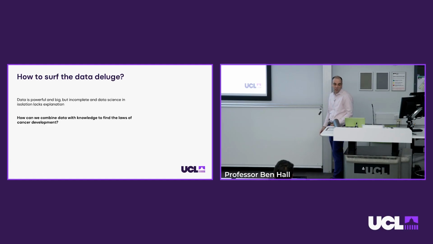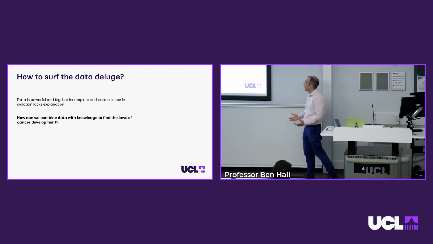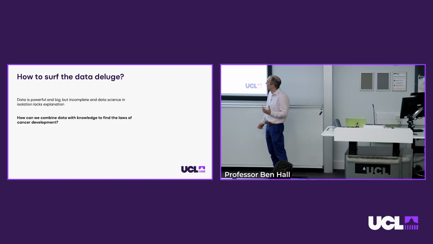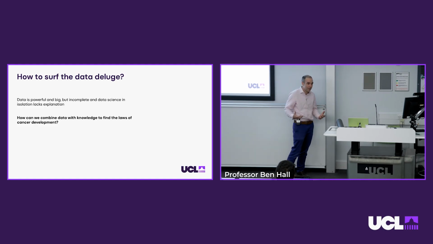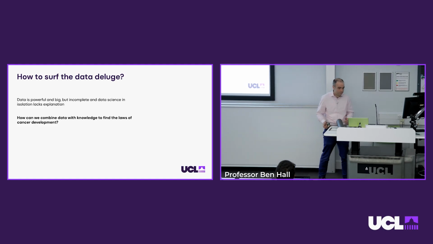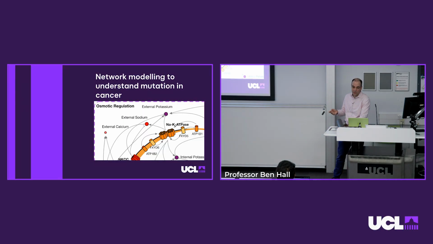So, to conclude this segment, how do we surf this data deluge? Well, data is powerful and data is big, but it's also limited and incomplete. Data science in isolation can lack the power of explanation. So how can we combine data with knowledge to find these laws of cancer development?